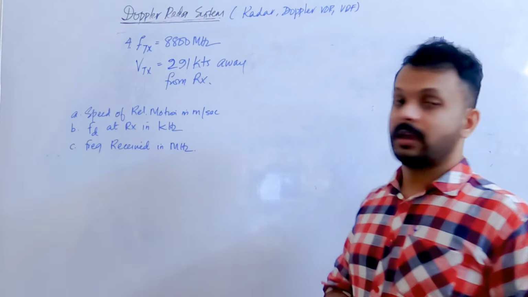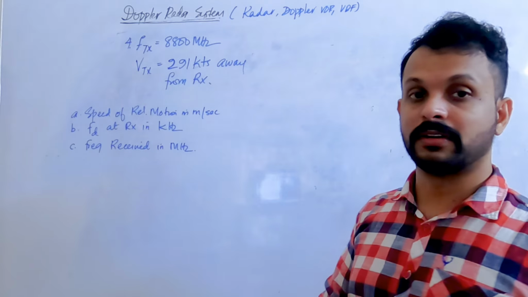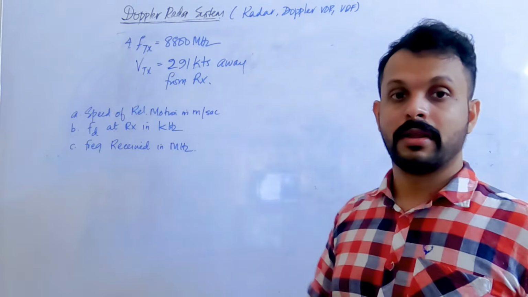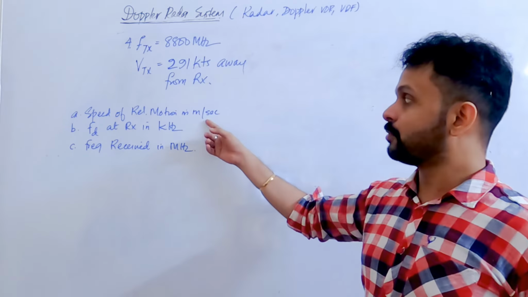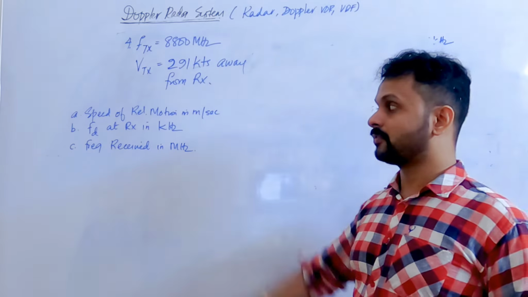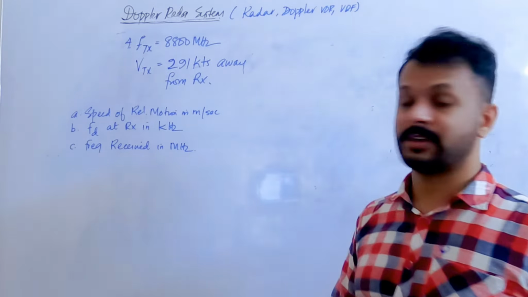So an 8800 megahertz transmitter is moving directly away from a receiver at 291 knots. You're asked to find out the speed of relative motion in meters per second, the frequency shift at the receiver in kilohertz, and the frequency received in megahertz.